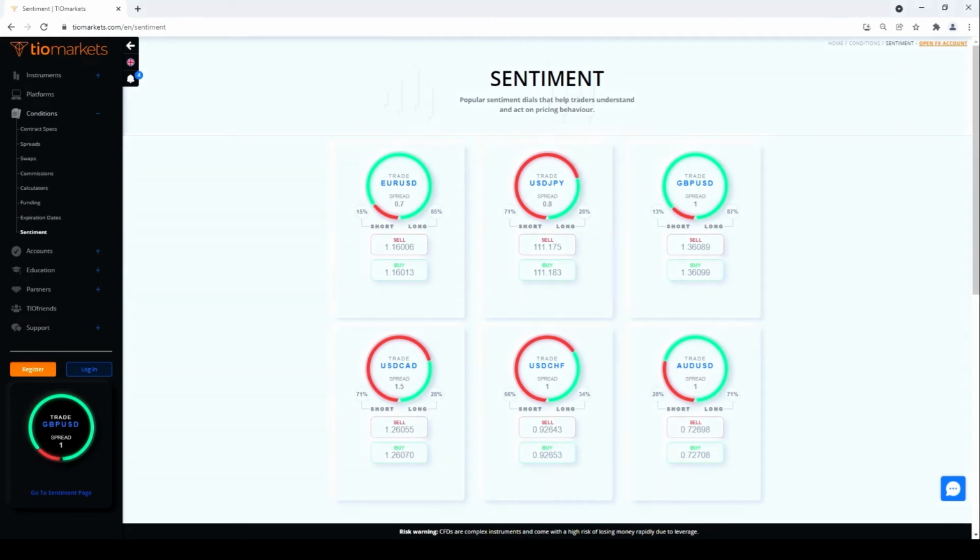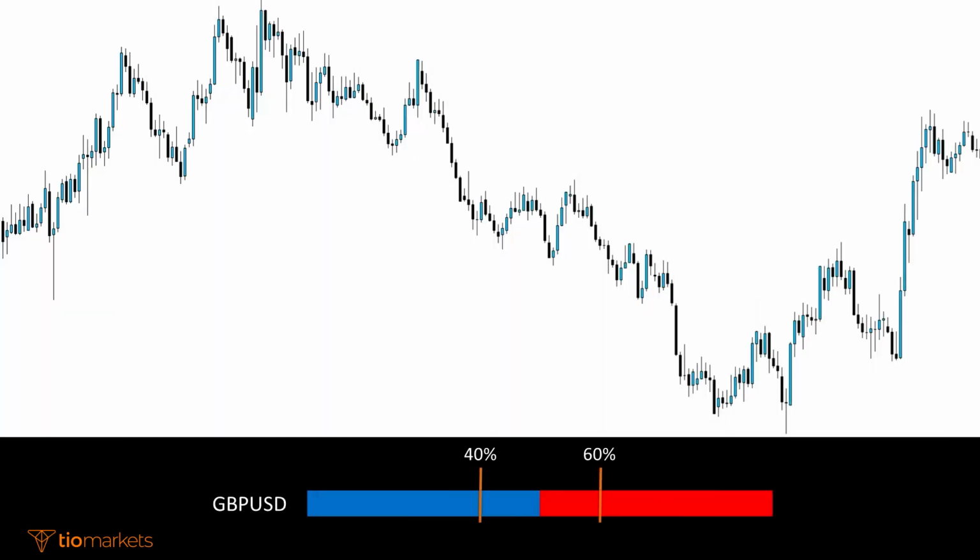As a general guide, when sentiment is in the 40% to 60% range, the directional bias can still be considered neutral. When sentiment is in the 60 to 85% range, the directional bias is clearer, and you can expect the price to move in the opposite direction of whatever the majority are doing.